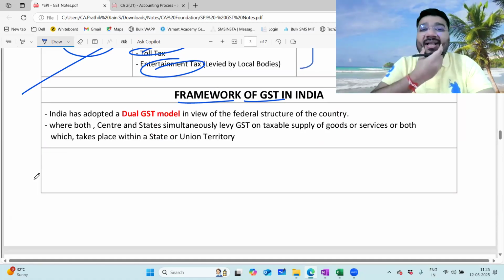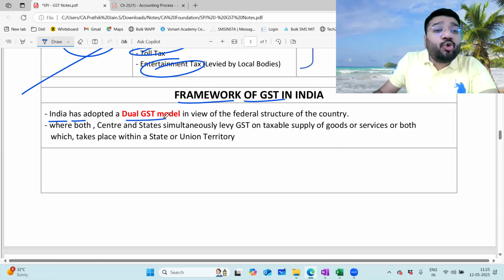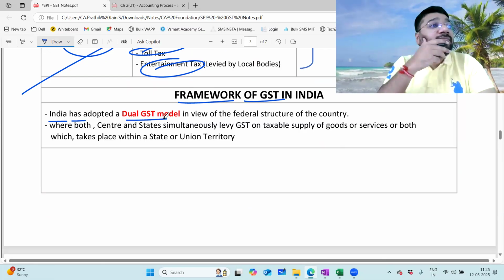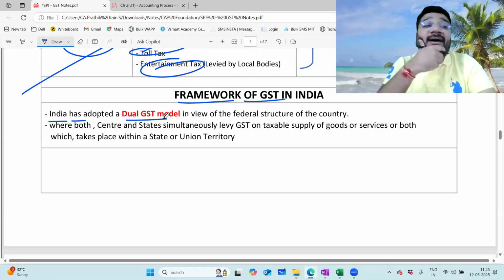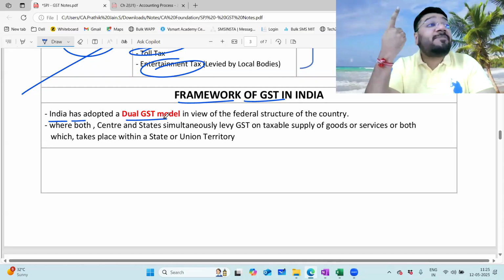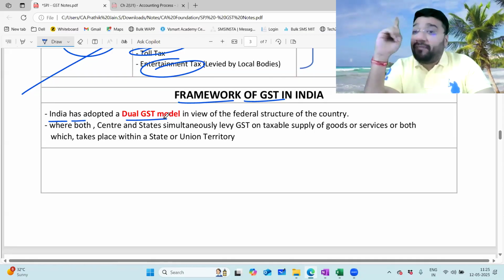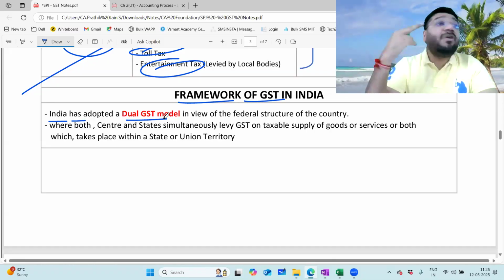Wonderful. Framework of GST in India. India has adopted the dual GST model. Why dual? Because in India, we have dual government. We have one central government and respective state governments. In some countries, they have only one single government. But in a country like India, we have dual government.